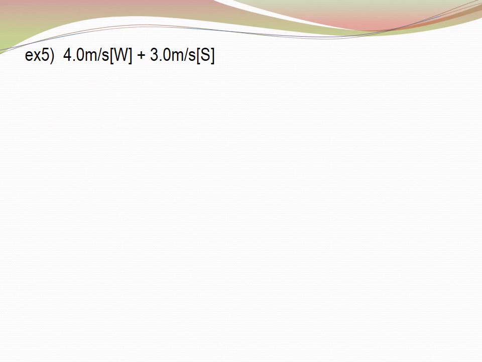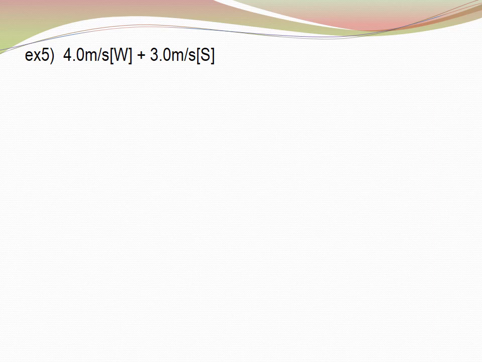Uh-oh. Now I can't switch south to west because they run perpendicular to one another. In the event I have two vectors that run perpendicular to one another, I will have to draw them out and then use my math skills to get a value for that overall vector.